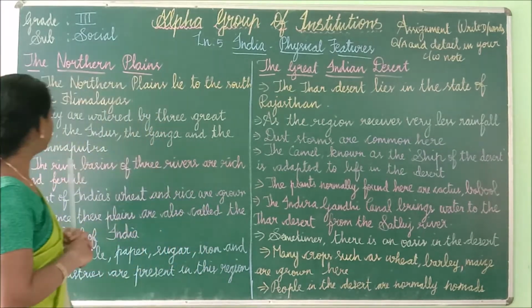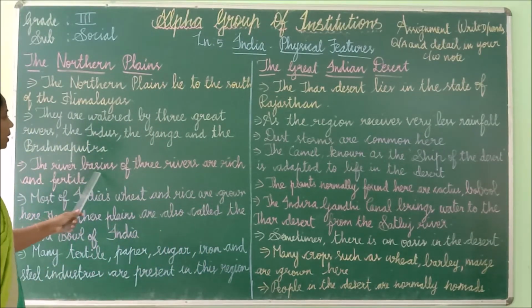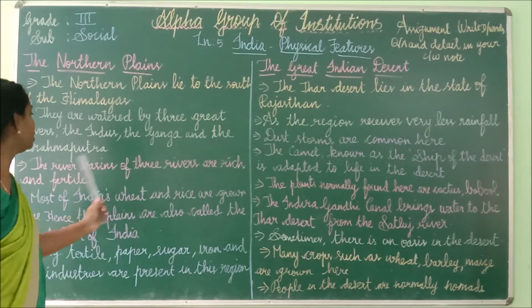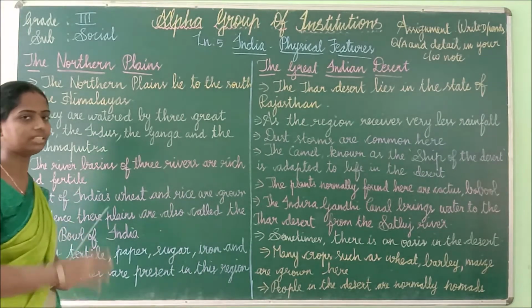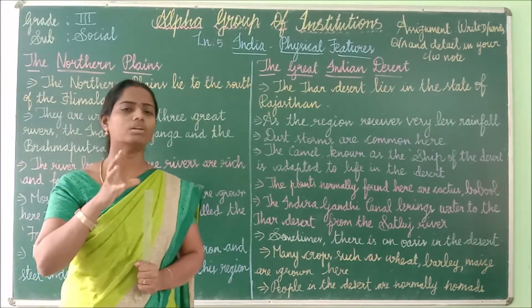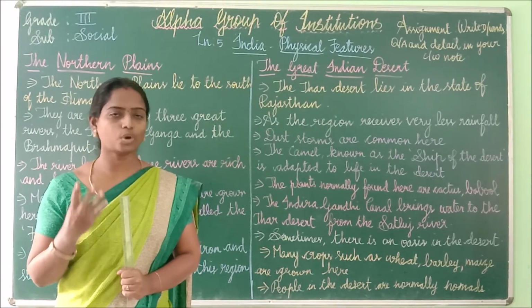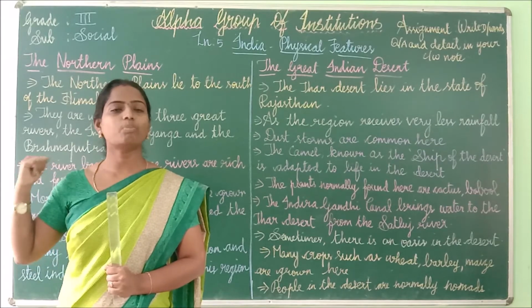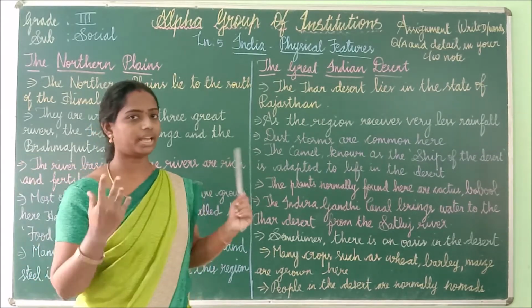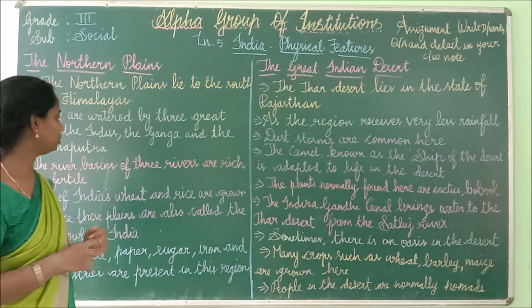Okay, children. The third point is the river basins of the three rivers are rich and fertile. These rivers are very important for cultivation, for growing crops. These rivers play a very important role for the areas that surround them.